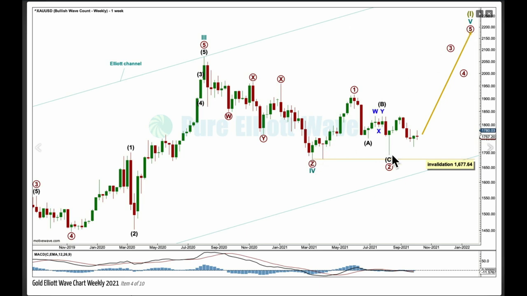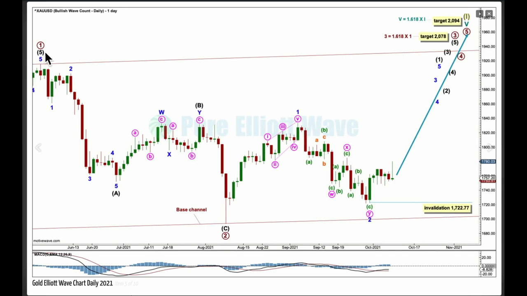If 5 has begun here, then primary 2 may not move beyond the start of primary 1, below 1677.64. At the daily chart level, this high here for primary 1 is this point here. Here's primary 2 as a zigzag, 5, 3, 5. The end of 2 is the start of 3. The target is for 3 to reach 1.618 the length of 1, at 2078.